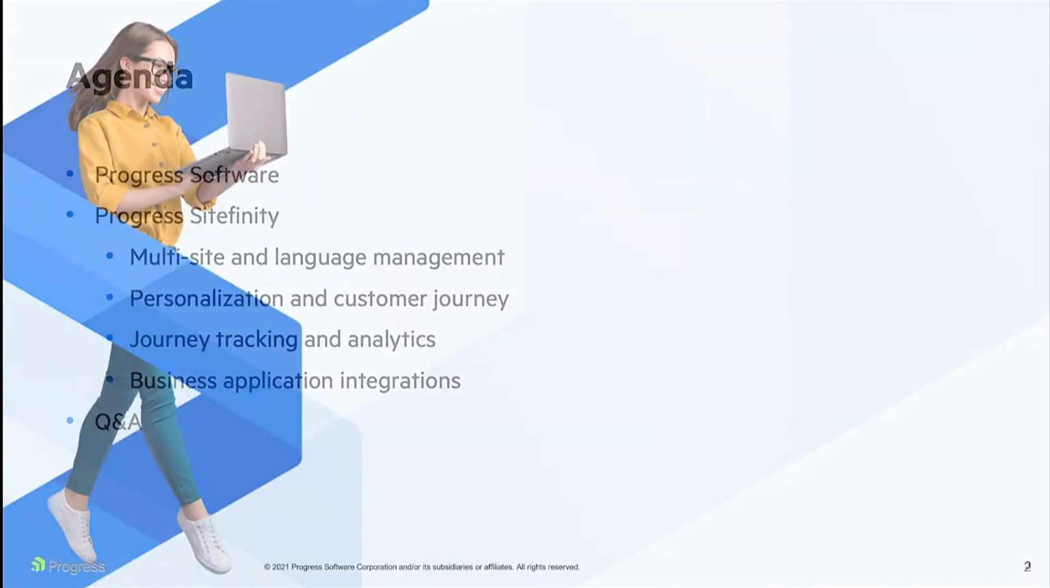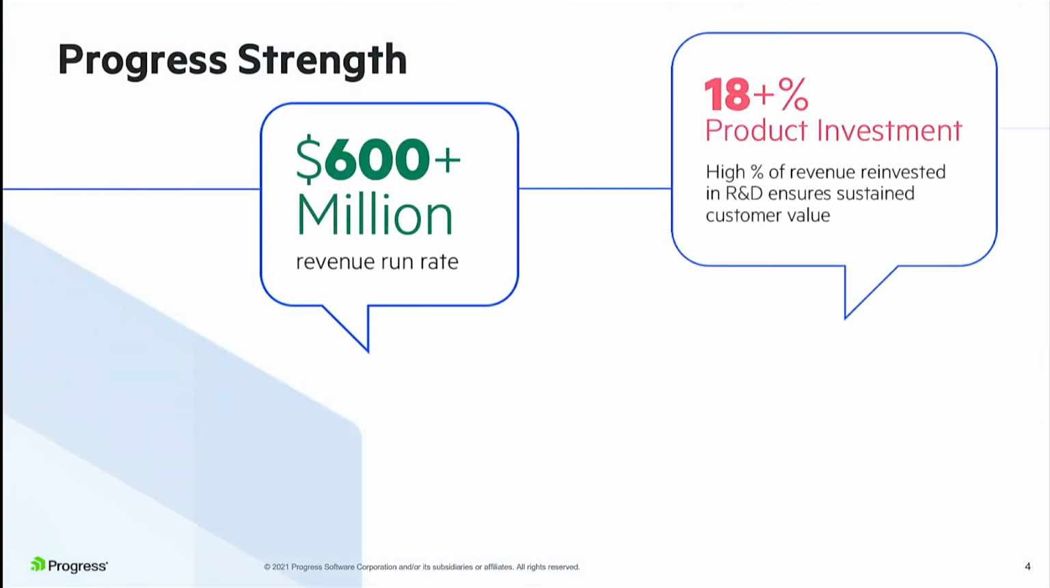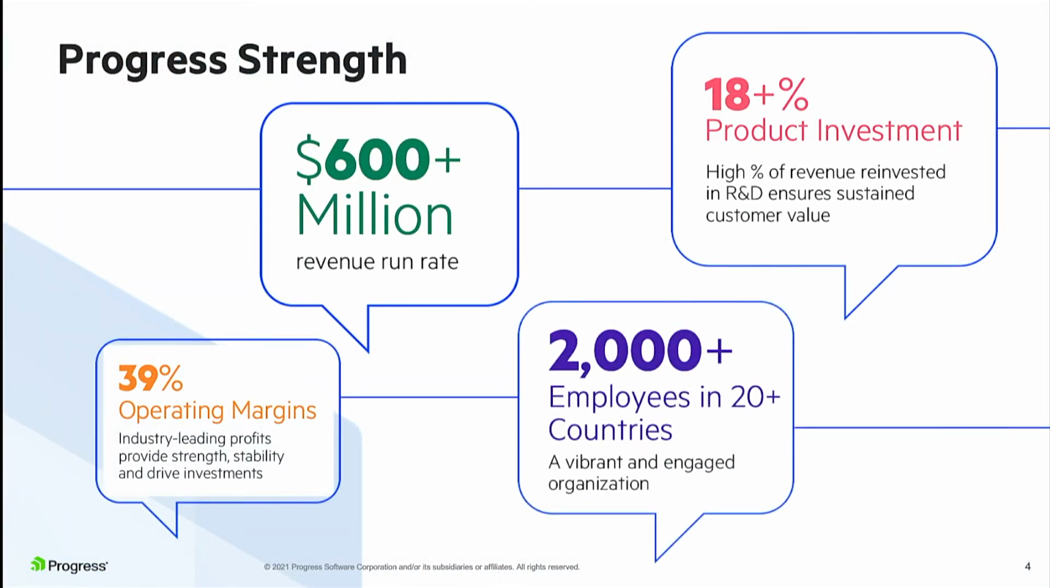Now, Progress Software is a company that has been around for more than 40 years. We have quite a number of products that are white labeled by different organizations like Microsoft, Oracle, and Google. So they actually white label our products to be used by them. Throughout the years, our strength has been that we put a lot of our revenue into product investment as well as R&D. Then we have more than 2,000 employees in more than 20 countries.